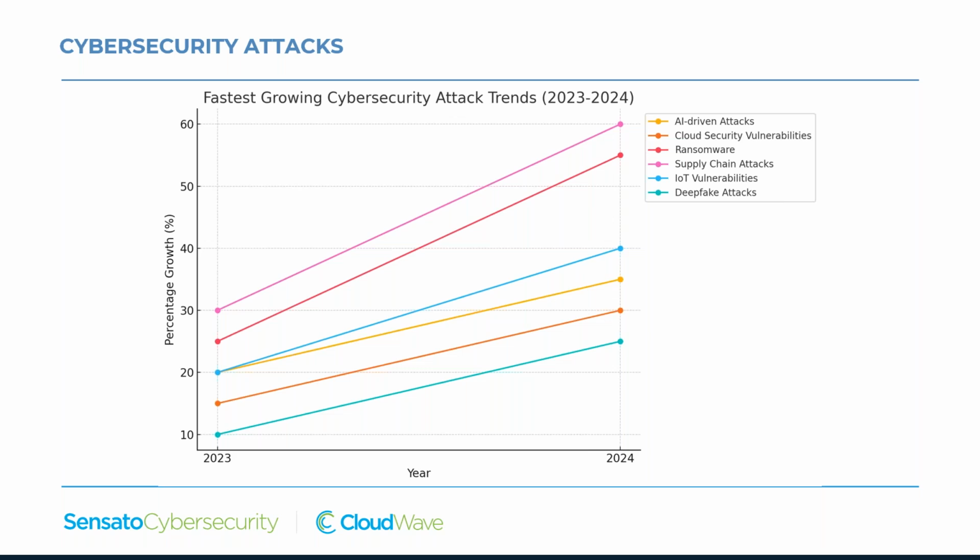Just below that, we see ransomware. Ransomware has gone from about 25% to about 55%. Below that is IoT. Below that, we have AI-driven attacks, and then cloud security vulnerabilities. As we move more to hybrid environments, those cloud security vulnerabilities are being exposed and exploited. And then at the bottom is deepfake attacks. What I found interesting about this is AI and deepfake are not at the top of the list. Supply chain attacks are.